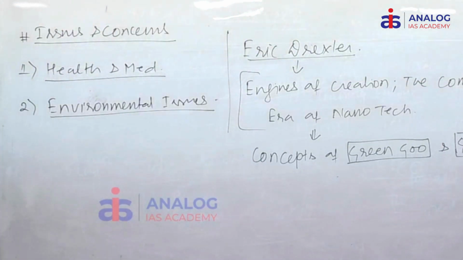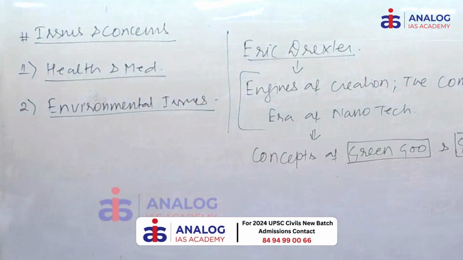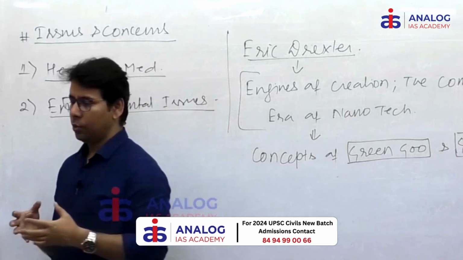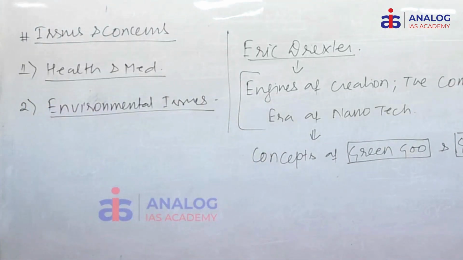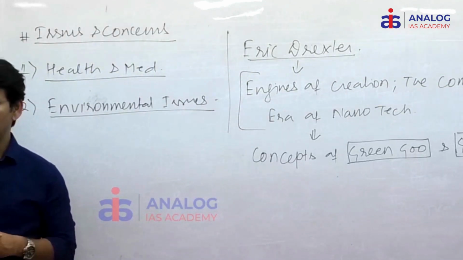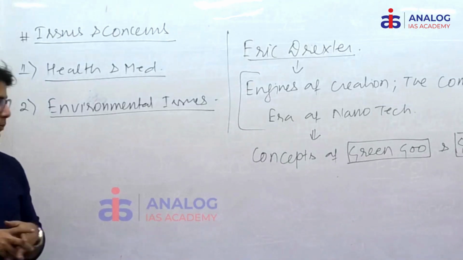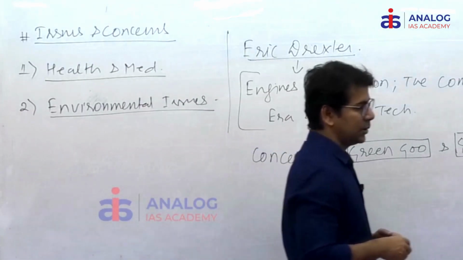So you can write: green goo and grey goo are hypothetical nanotoxins and nanocatalysts which can destroy life forms and physical structures around us.